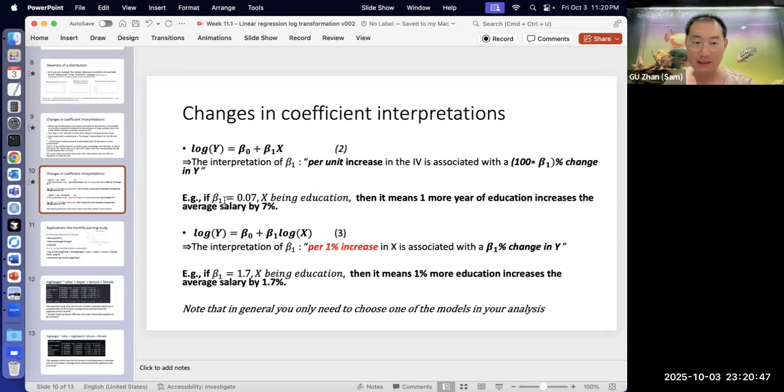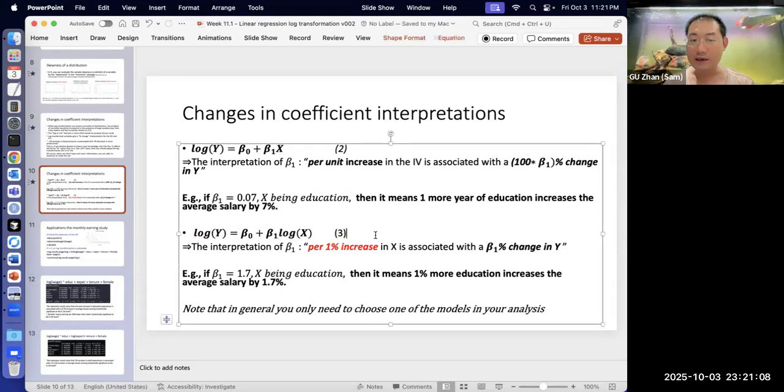Also, there is an example here. If beta 1 is 0.07, with x being education, that means 1 more year of education increases the average salary by 0.07 times 100, which is 7%.